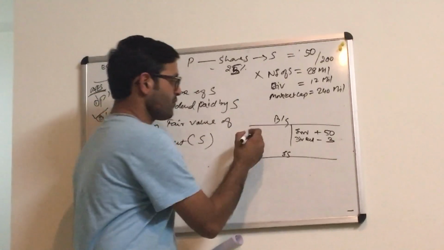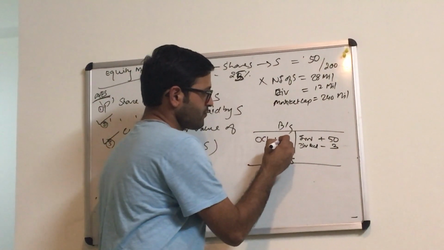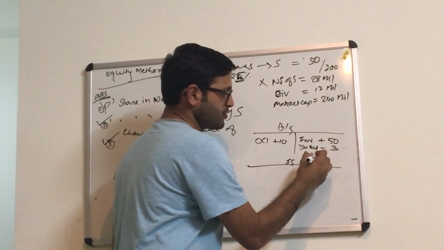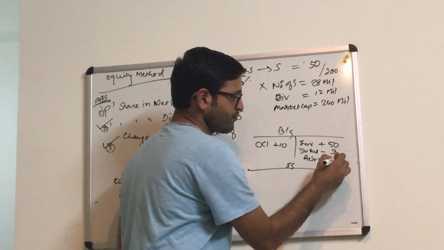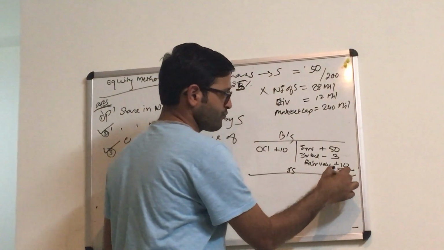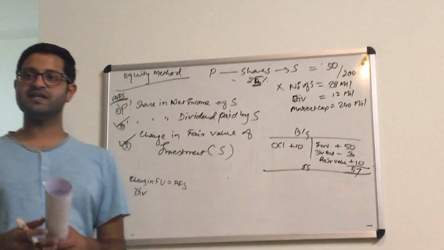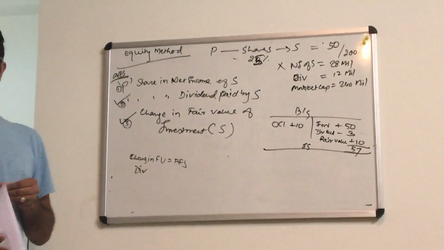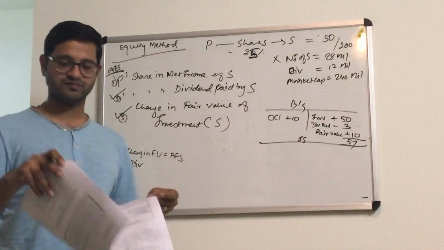OCI 10. So now we are doing all this for AFS only, right? We have still not gotten to the equity part. No, we haven't. Okay, 57. Good with this? No issues there? Move on to the next one. That is equity.